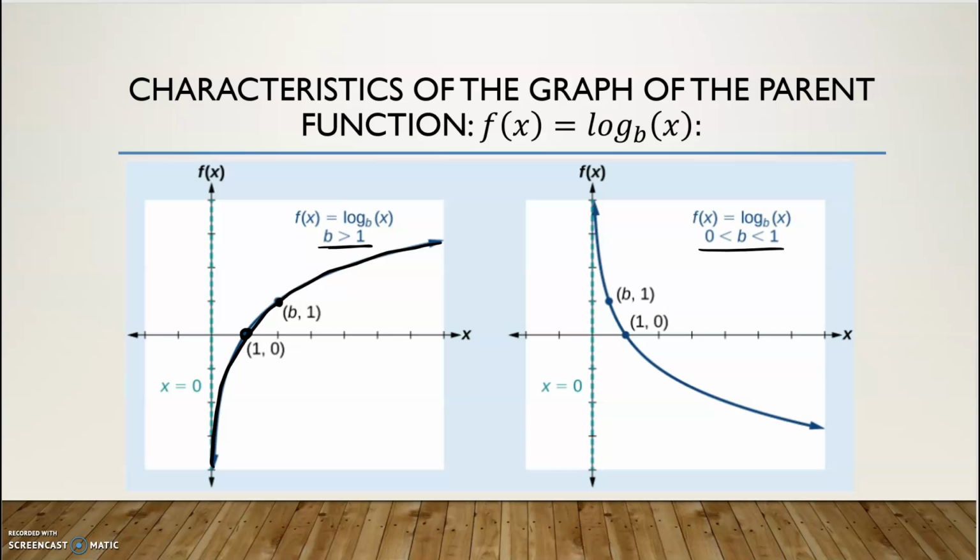Now if b is between 0 and 1, then what we have is a decreasing function, like this right here. And same thing, we have x equal to 0, so that's the y-axis. It's never going to cross it, never going to touch it. And we have those two key points, (1, 0) and (b, 1).